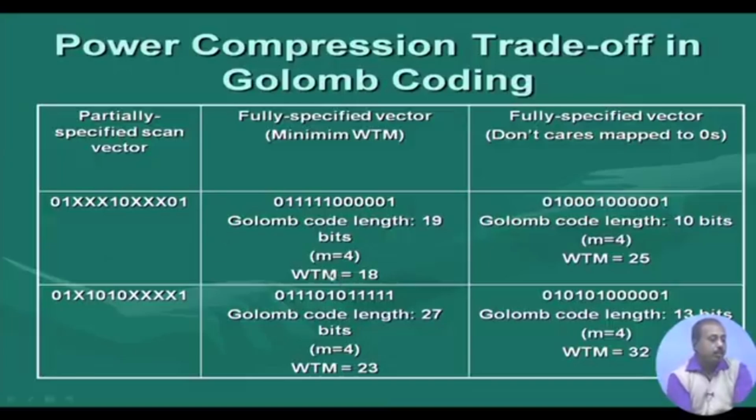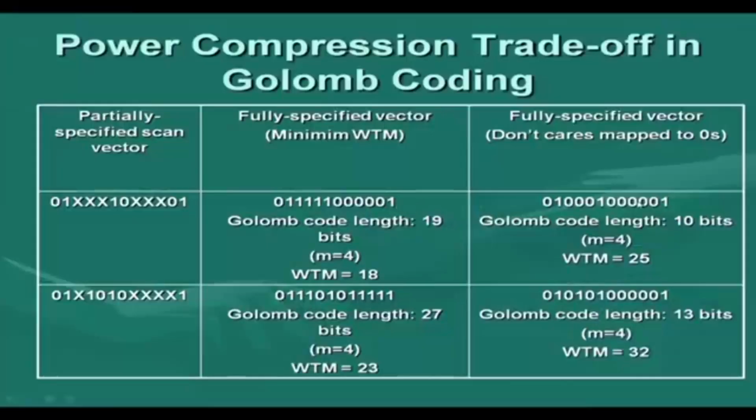Whereas if you compute the weighted transition metric for this pattern set using the formula that we have discussed previously, it is equal to 18. Now what if these don't care bits are filled in such a fashion that the compression is aided? Since this Golomb code is based on runs of zeros, I will try to increase the runs of zeros.